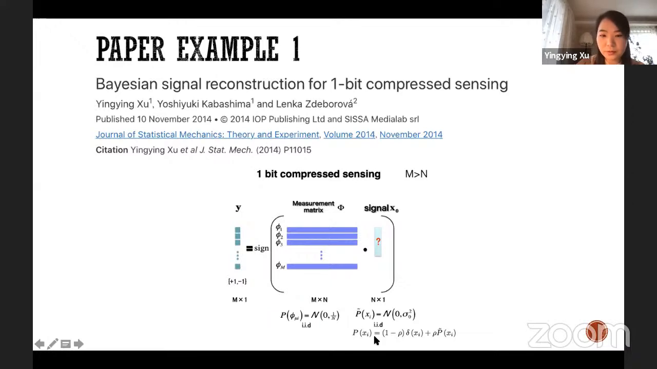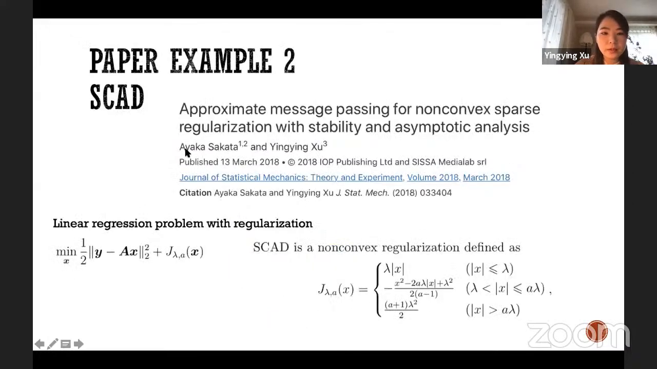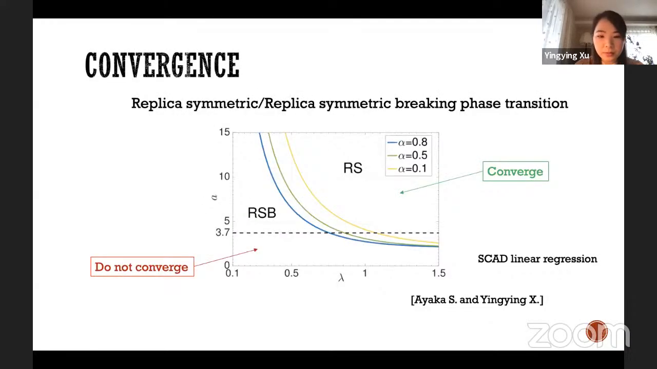Another example is a paper together with Ayaka Sakata-san. We applied the message passing algorithm to the linear regression problem with non-convex regularization SCAD. This SCAD combines L0, L1, and L2 regularization in three different regions. And it has two controlling parameters, lambda and a. We analyzed this problem by the replica method and also made the message passing algorithm.